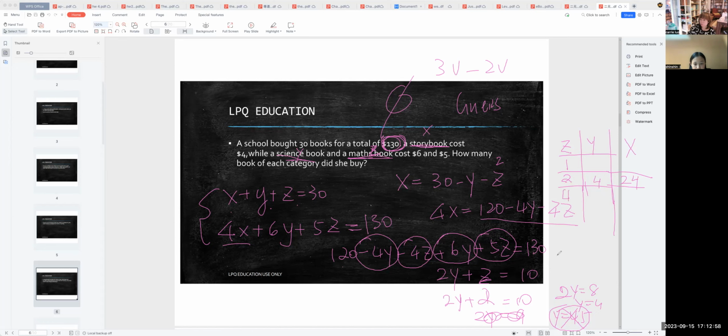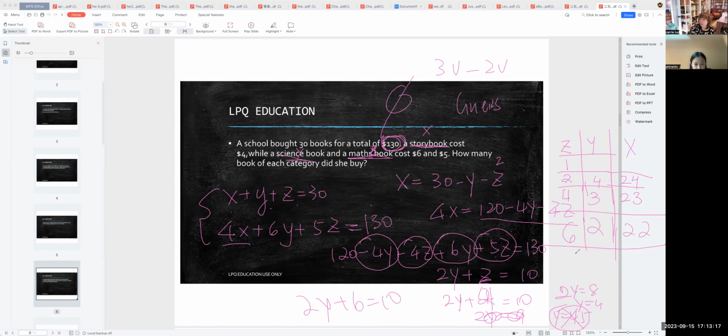So z could equal 4. So y equals what? Y equals 3. And x equals what? 23. And z could equal 6 because 2y plus 6 equals 10. So y equals what? Y equals 2 and x equals 22.